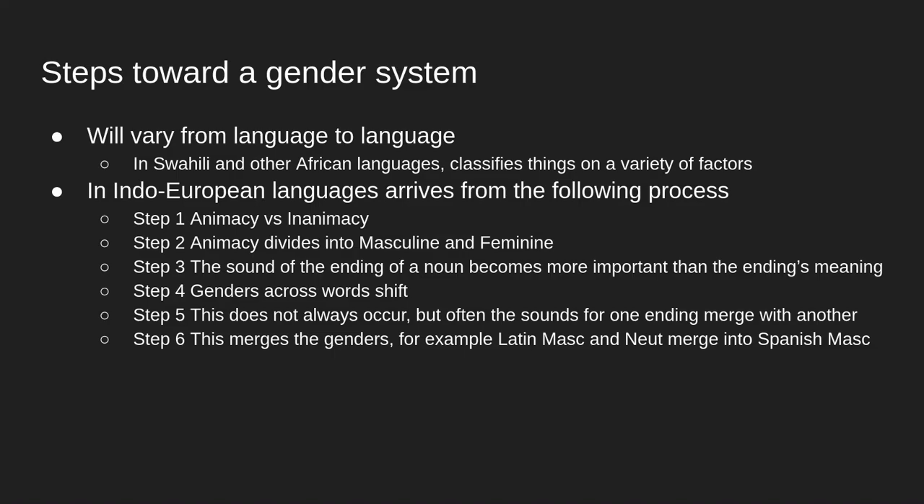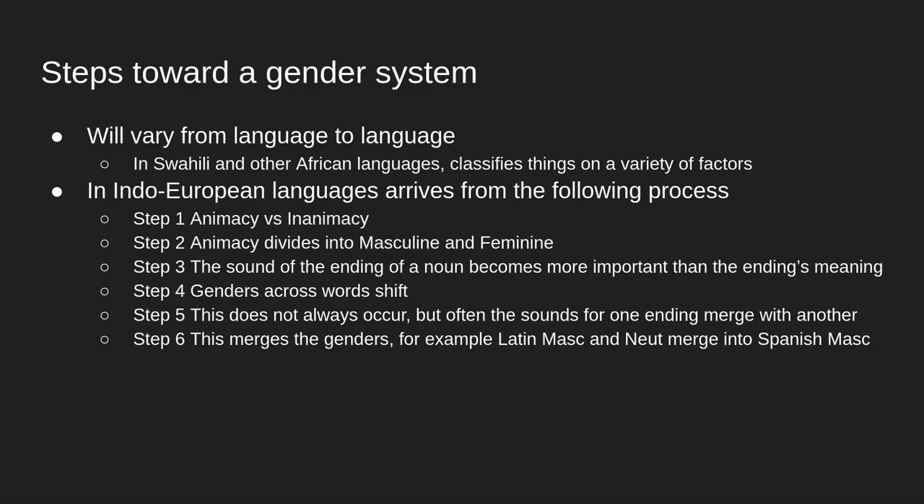All right? For grammar purposes, this is just the way it is. So step 3, the sound of the ending of a noun becomes more important than the ending's meaning. All right, so this means that the sound at the end of a word that would have been signaling a masculine word, that sound becomes more important than the meaning of that sound, meaning masculine. And we're going to go over an example of this in a second. Genders across words shift. All right, once again, we're going to go over this in a second.